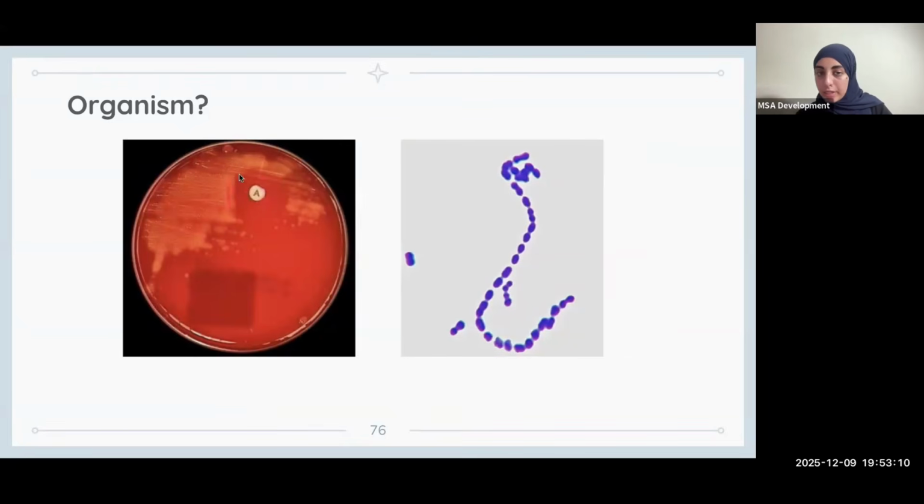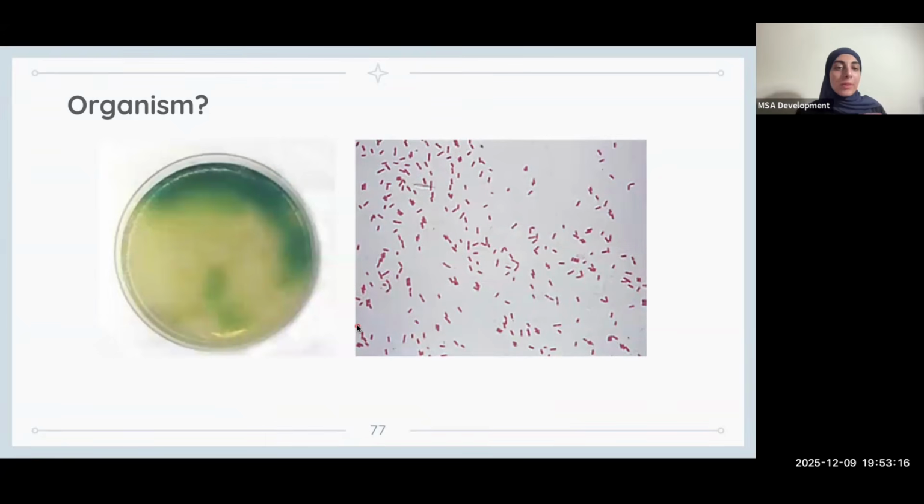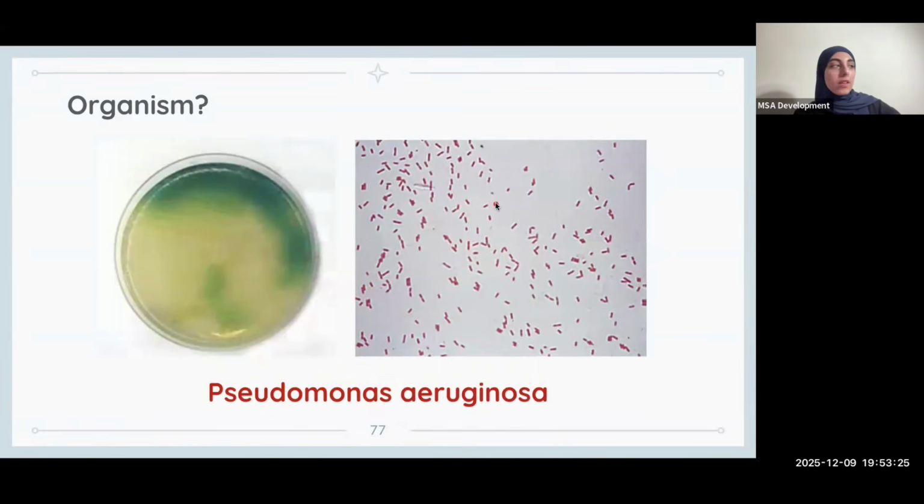And this one is bacitracin sensitive. So this is strep pyogenes. And the last one, this is green and it's gram-negative rods, so it's Pseudomonas aeruginosa, okay?